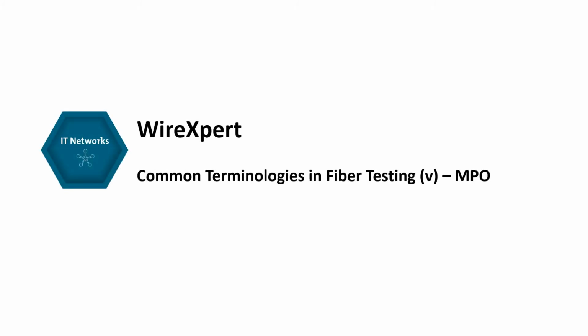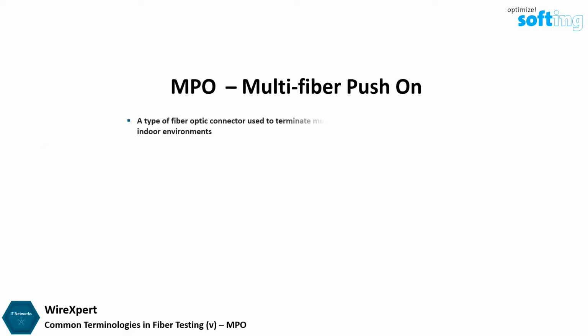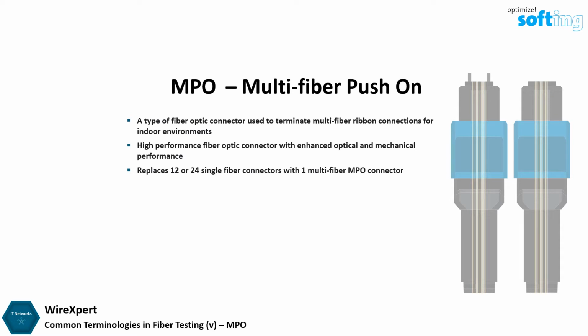In this video, we are going to explain what MPO is and some terminologies commonly used with MPO. MPO stands for multi-fiber push-on, and is a type of fiber connector used to terminate multi-fiber ribbon connections in indoor environments. It is a high-performance fiber optic connector that has enhanced optical and mechanical performance, replacing 12 or 24 single-fiber connectors with one multi-fiber MPO connector, saving space and cost during deployment.